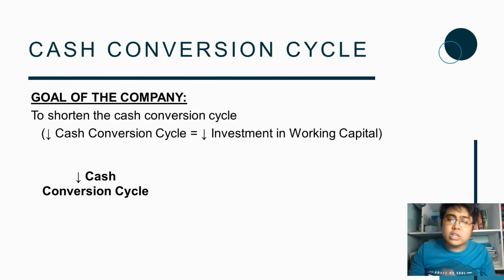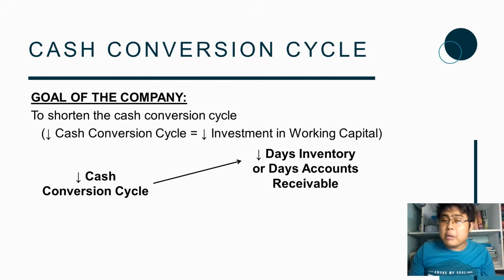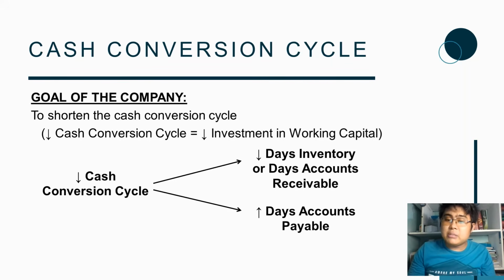And how can you shorten it? How can you decrease the cash conversion cycle? May dalawang paraan para mapababa yan. Number 1, pwede mong pababain ang days inventory or days AR kasi sa formula natin, pa-plus yung dalawang yan. Or, pwede namang pataasin mo ang days AP kasi sa formula ng cash conversion cycle, pa-minus yan. At kapag mas malaki ang binabawas mo, mas mababa yung lumalabas na total amount.